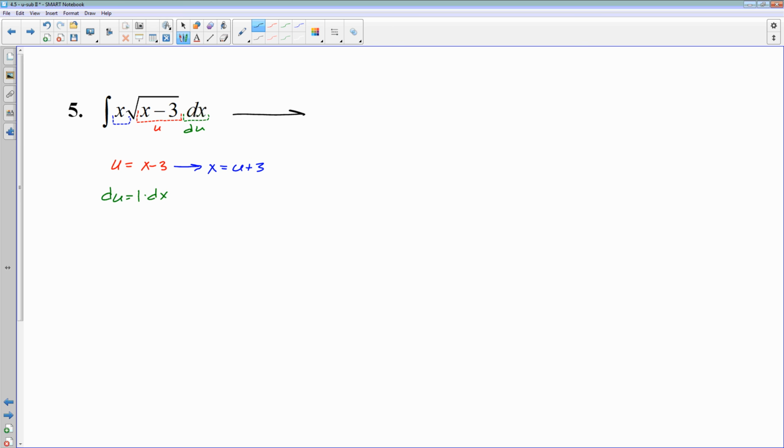So we'll go through with substitution. X comes out, that becomes u plus 3. The square root remains, but under the square root, instead of x minus 3, I'm going to put the u, and then the dx comes out and becomes du, and now we're back to kind of where we were in the last problem. This is a little bit uglier because of the square root, but the concept or the execution of this integral is going to be about the same.